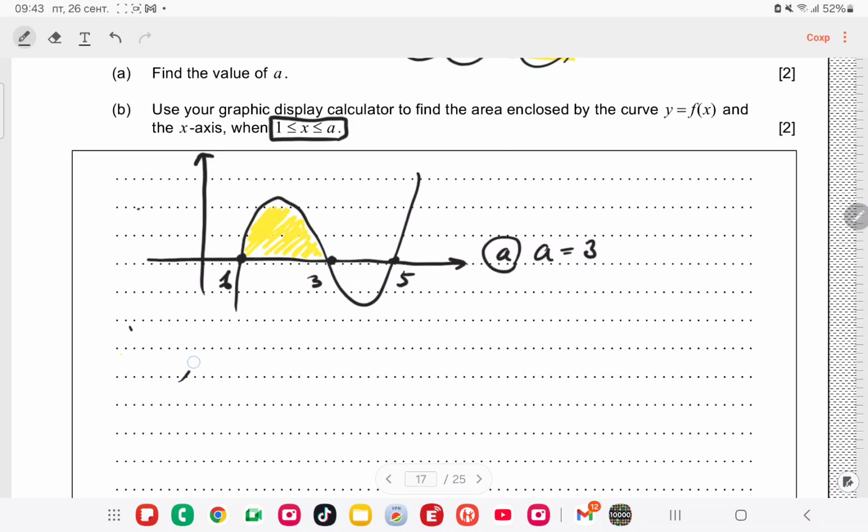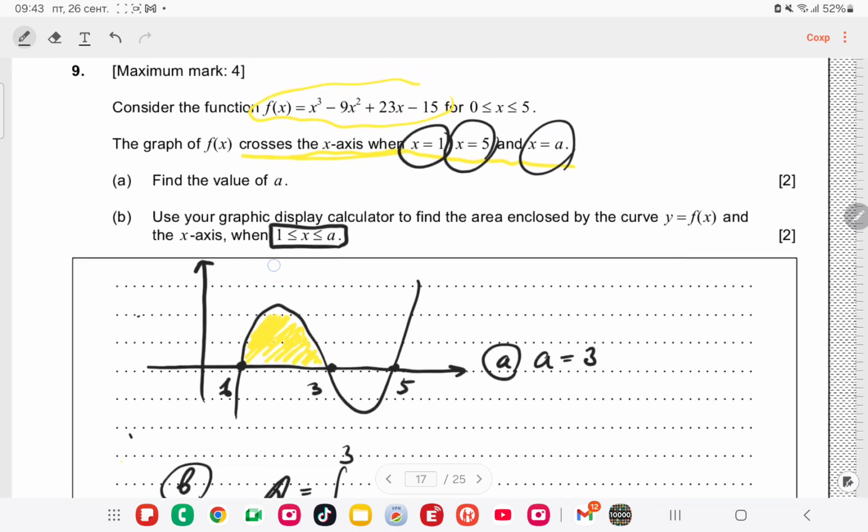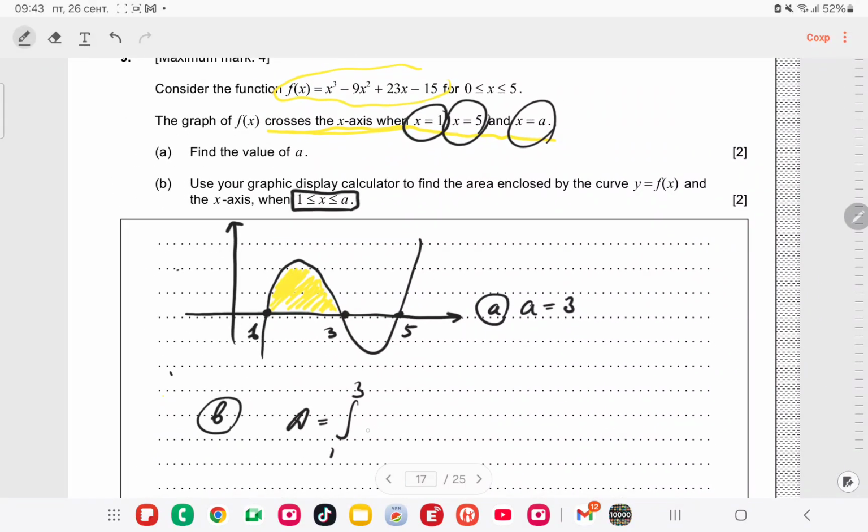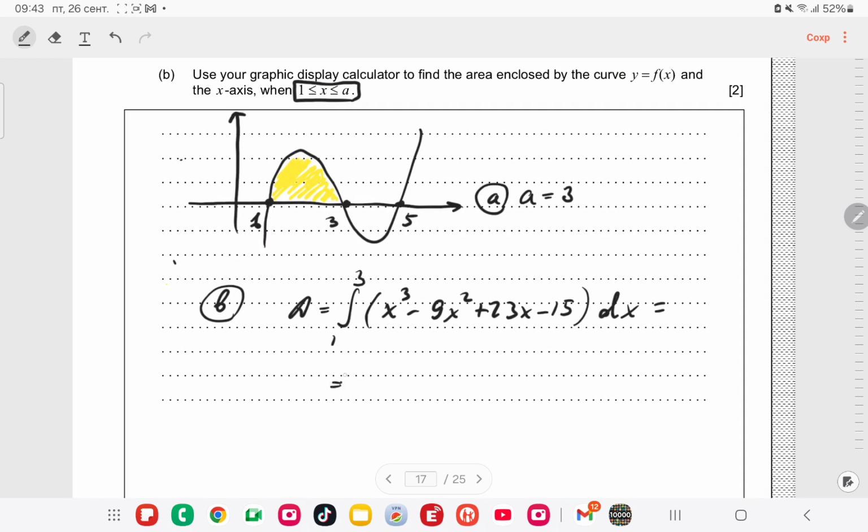How will we find it? Using calculus, we know that this area is equal to the integral from 1 to 3 of our function, and our function is given. So we should carefully type all parameters of this function, 23x minus 15. Okay, and now using your calculator again, you can just press enter and you will get the value of the area. It is 4.